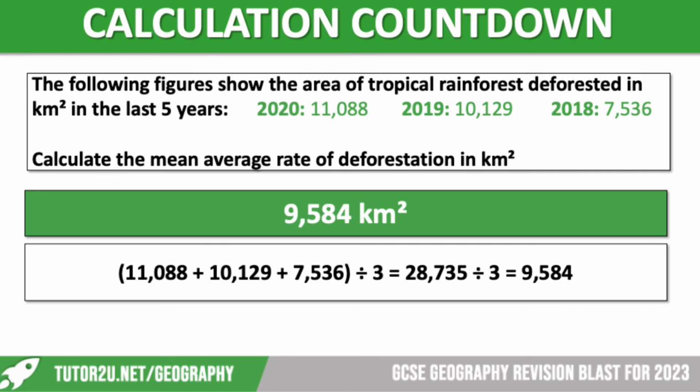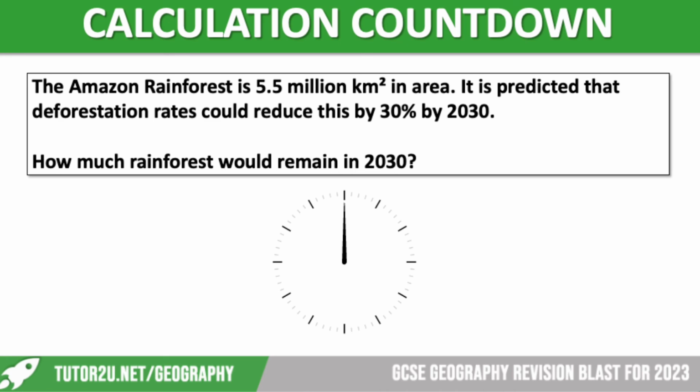So you add up all of the figures, so the figure from 2020, 2019 and 2018, then divide them by 3 to get your total. Right, last one. So this time we're looking at the Amazon rainforest is 5.5 million square kilometres in area. It is predicted that deforestation rates could reduce this by 30% in 2030. So this is a little bit more of a tricky question. So how much more rainforest would remain in 2030? Let's have a look.